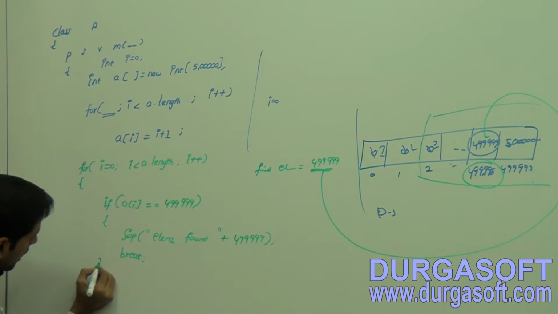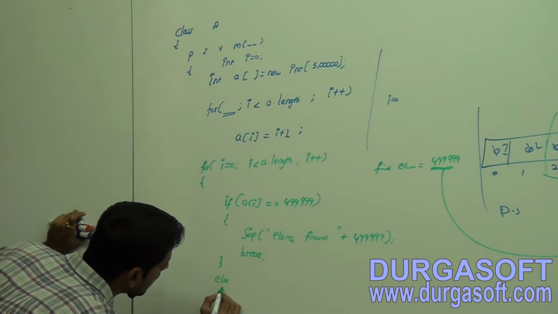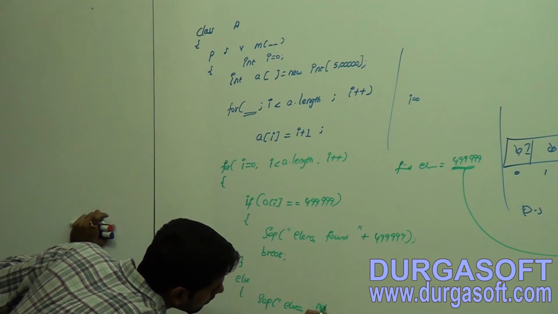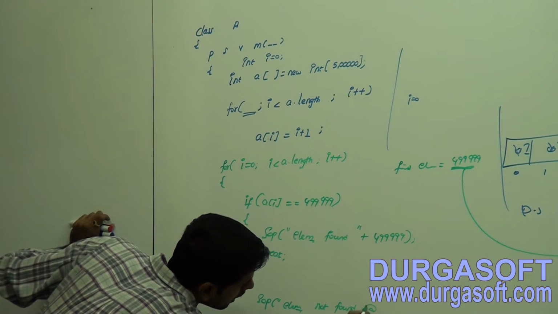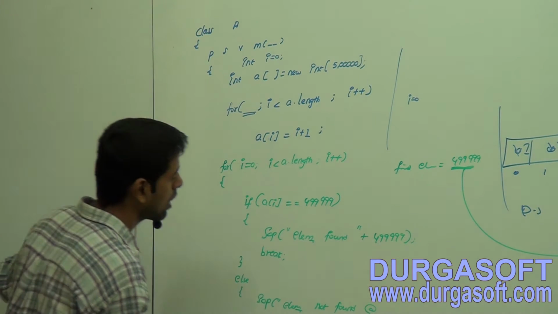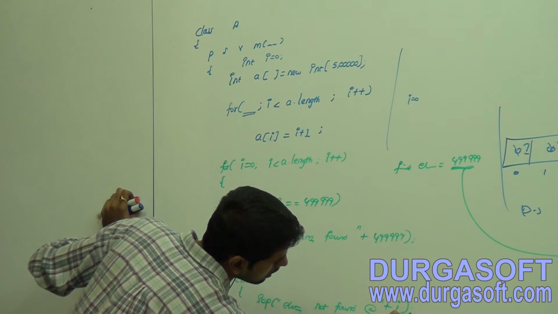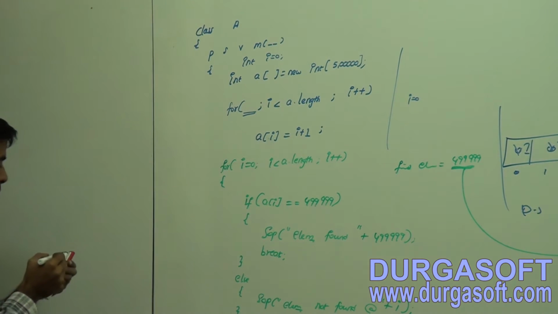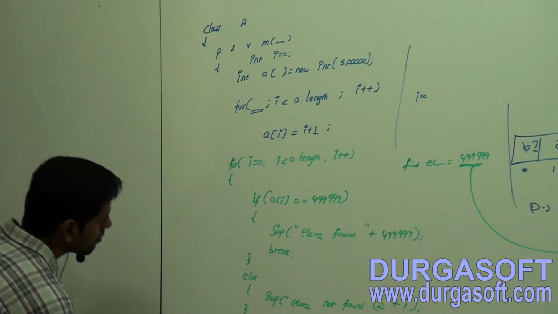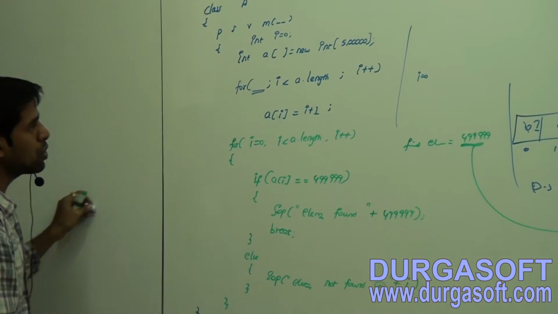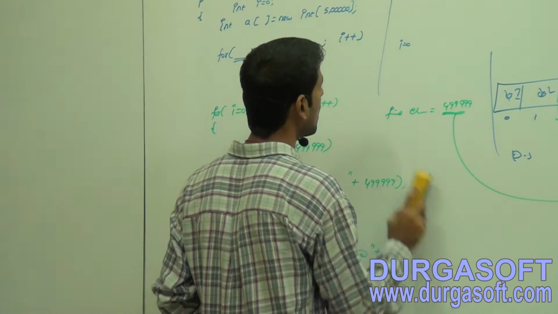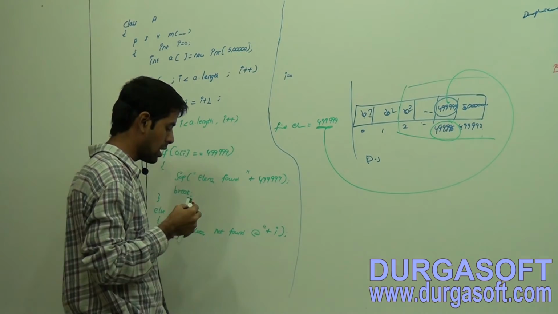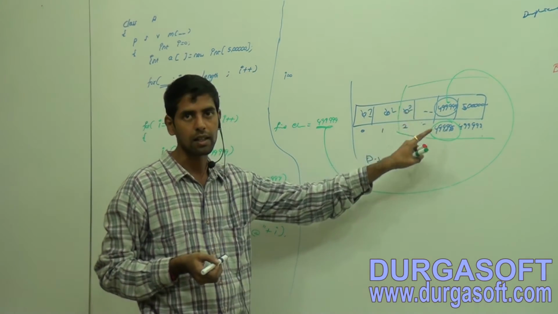Just put break. Otherwise print, what is that? System.out.println, element not found at I. Let it run. Close the main method and also close the class. Observe here, it will take much time to find the element which is available at this index. It will take much time.